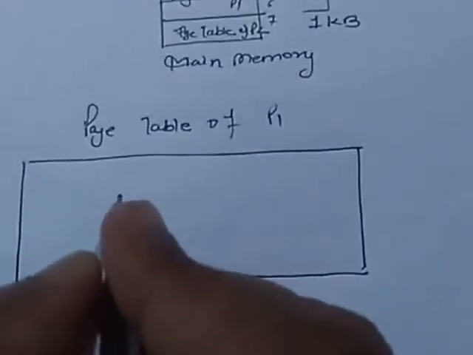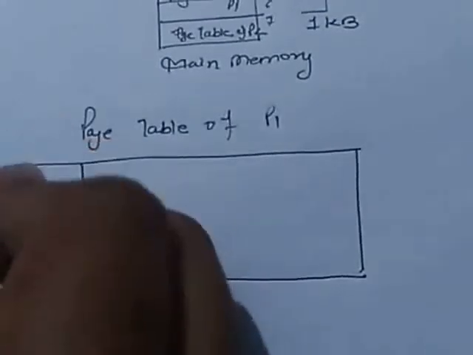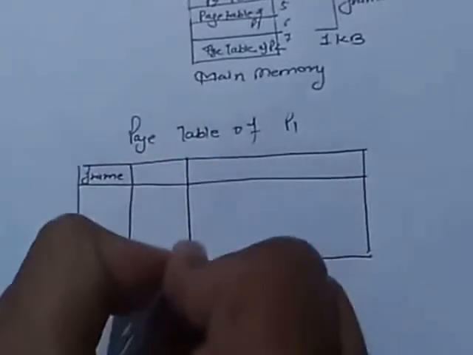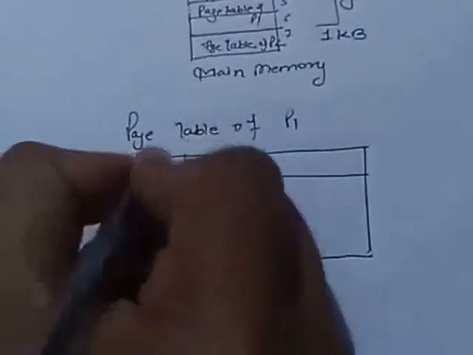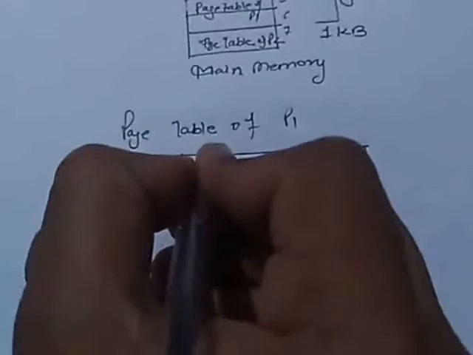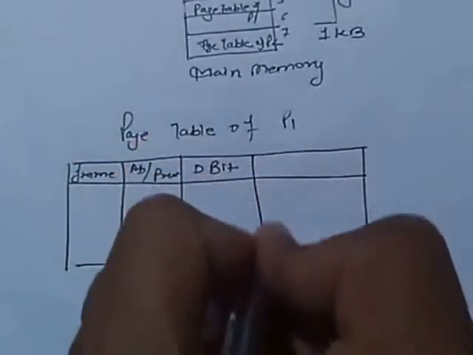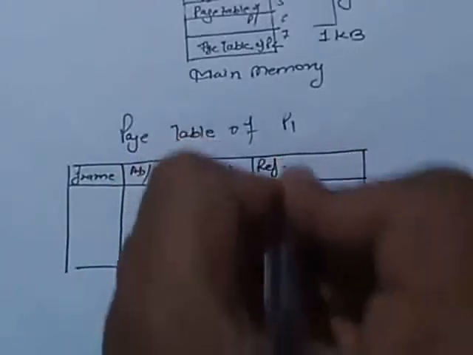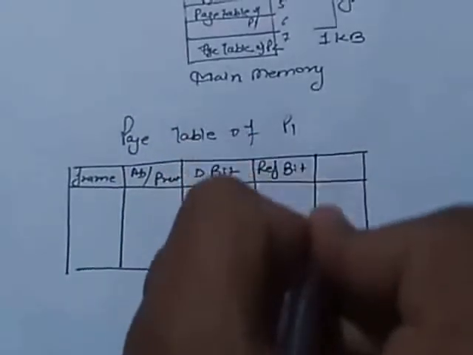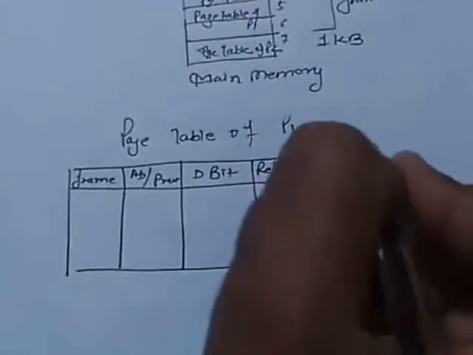So in the first section, here we have the frame. Here we are describing absent or present. Here we are describing the D bit. Here we are describing the reference bit, and at last the protection mechanism.